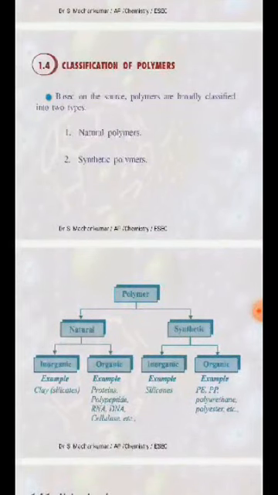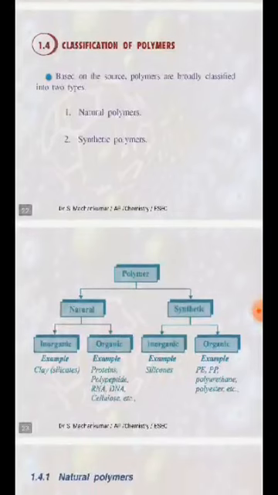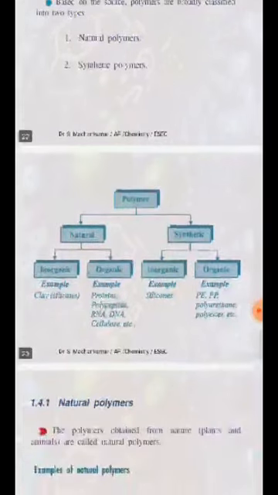Natural inorganic examples, clay and silicates. Organic examples are proteins, polypeptides, RNA, DNA, cellulose. Synthetic inorganic polymers: silicones. Synthetic organic polymers: polyethylene, polypropylene, polyurethane, polyepoxy.